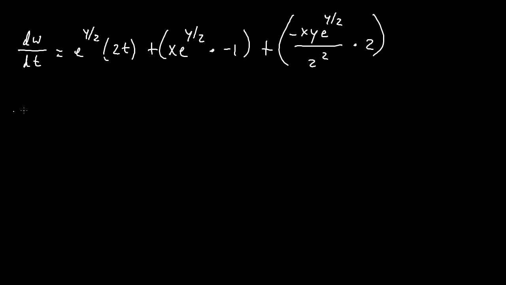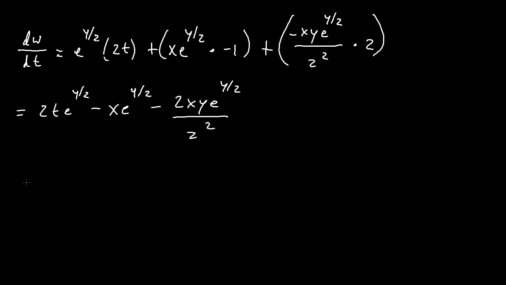So if I simplify this, we'll get 2t e to the y over z, now minus x times e to the y over z, and then we have, I can bring that negative out front, negative 2xy e to the y over z over z squared. So if I want to, I can also factor out the e to the y over z. Then we'll get 2t minus x minus 2xy over z squared.